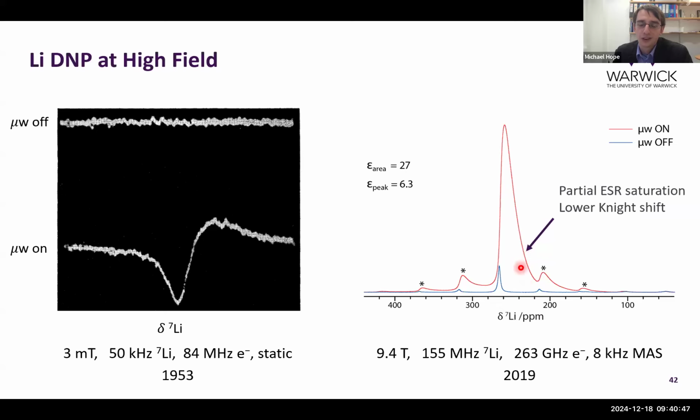What we can also see is that we're only saturating by maybe 10%. And so that also explains why we're not getting a larger enhancement. We're achieving rather small saturation. And again, that's because even with a gyrotron, we're limited in the microwave power that we can apply.